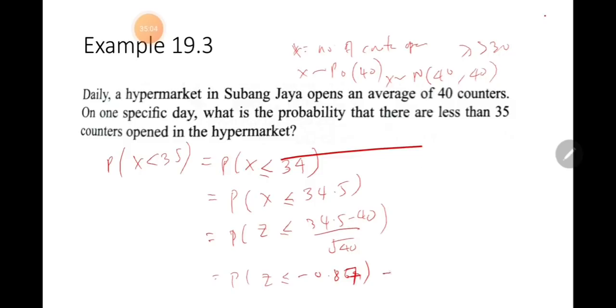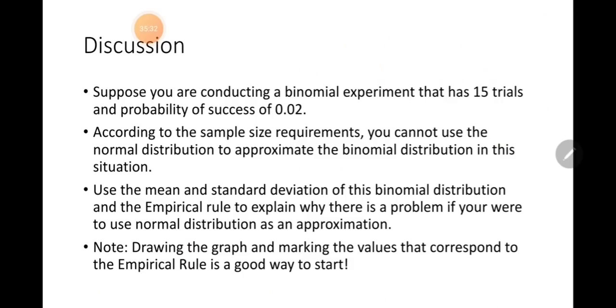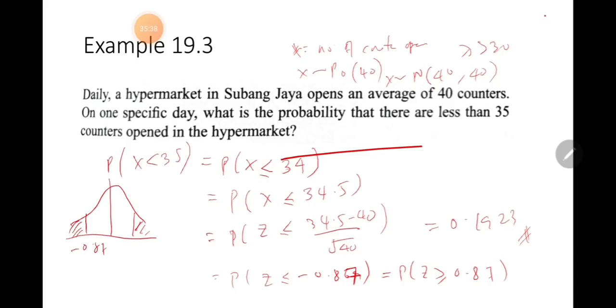Okay, so you look at your table. This will be standard normal negative 0.87 here. So it will be equivalent to P(Z greater than 0.87). Okay, so you look it up on your table. I think the value is 0.1923. I just guessed from memory, I didn't actually look. Okay, alright, so this question we will do in the last session. Okay, so that's all for this week.